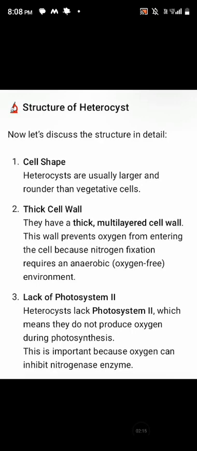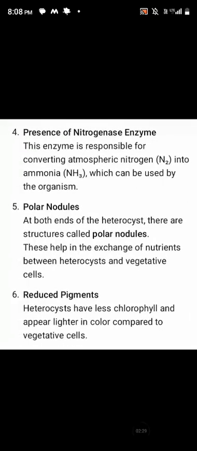Third, lack of photosystem II. Heterocysts lack photosystem II, which means they do not produce oxygen during photosynthesis. This is important because oxygen can inhibit the nitrogenase enzyme. Fourth, presence of nitrogenase enzyme. This enzyme is responsible for converting atmospheric nitrogen into ammonia, which can be used by the organism.